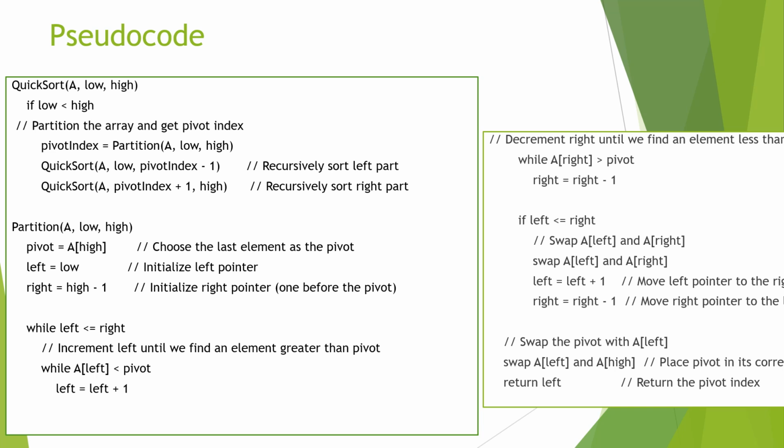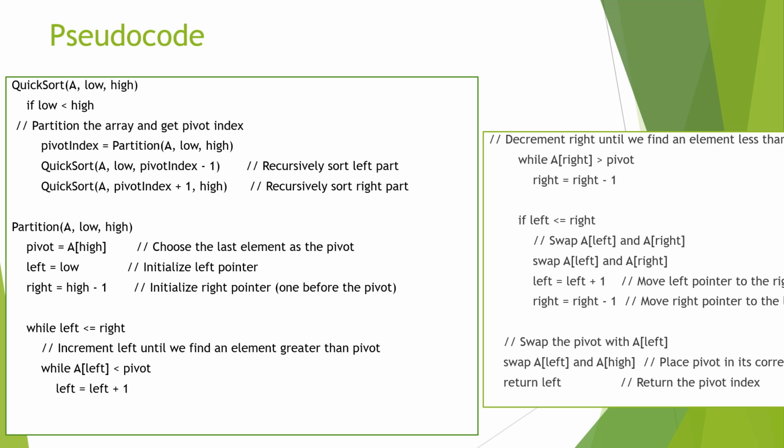Now we check whether left is less than or equal to right. If yes, then we increment the left pointer until we find an element which is greater than the pivot. And then we decrement the right pointer until we find an element which is lesser than the pivot. If left is less than or equal to right, then we swap the element at the left pointer and the right pointer. Then we move the left pointer to the right and the right pointer to the left. This is repeated.